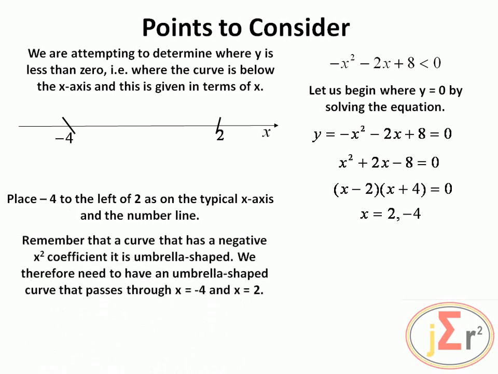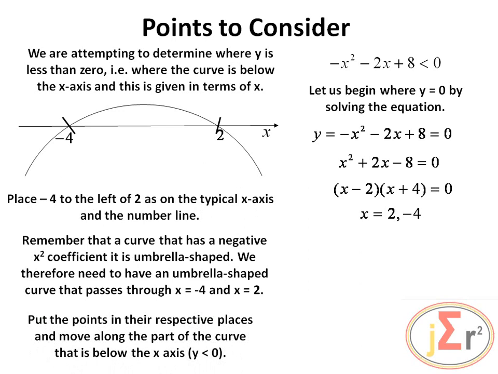Remember that a curve that has a negative x-squared coefficient is umbrella shaped. So this is what we have here: negative x-squared coefficient, so the curve is umbrella shaped. There we have our umbrella shaped curve that passes through -4 and 2. And what are we going to say? y is less than 0. So what do we mean? Put the points in their respective places and move along the part of the curve that is below the x-axis. Yes, we have it right here, less than 0. So we are going to go below the x-axis.